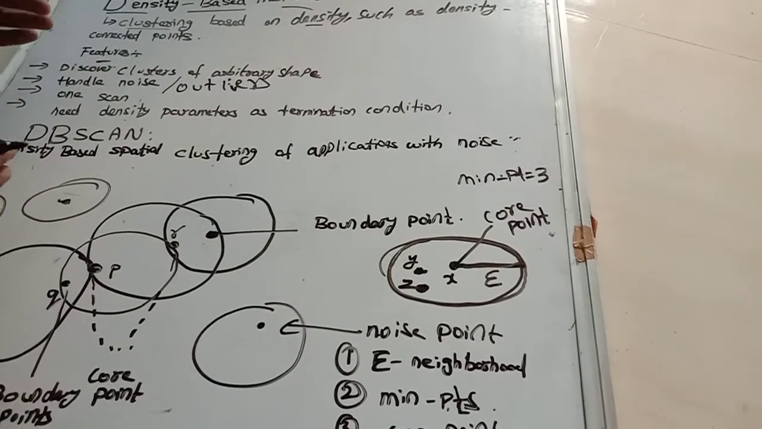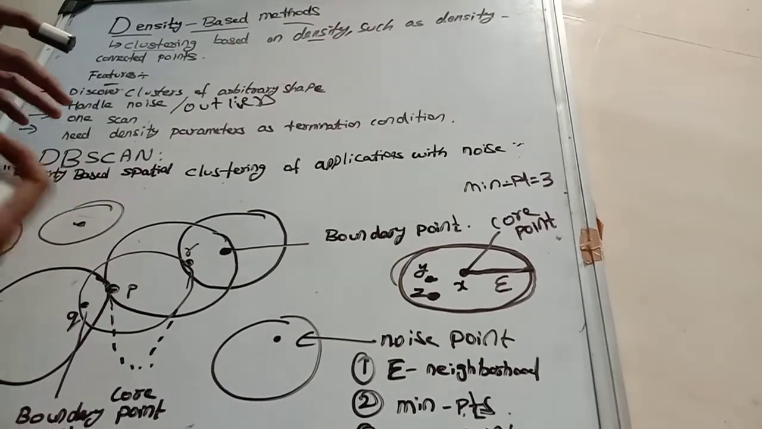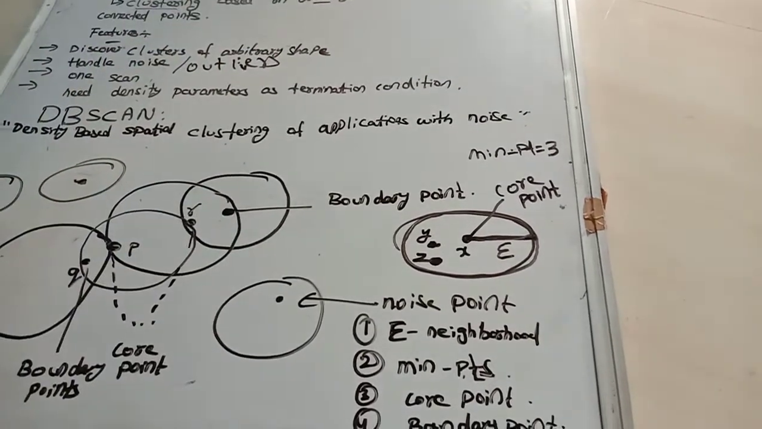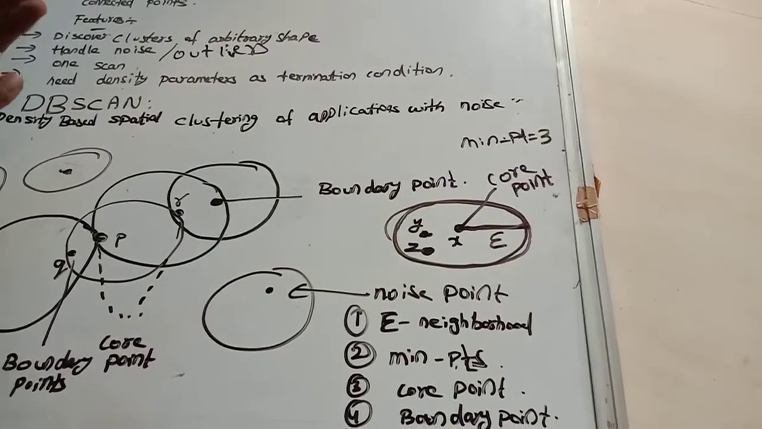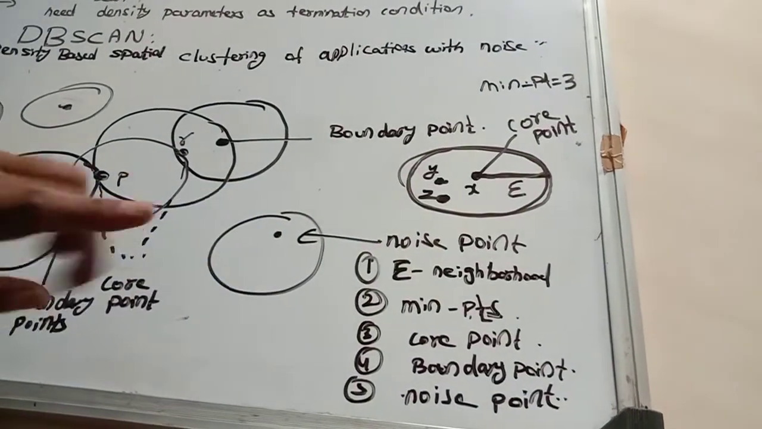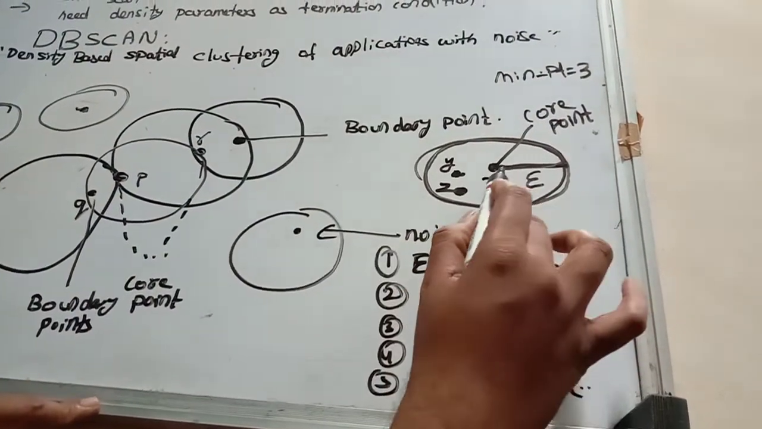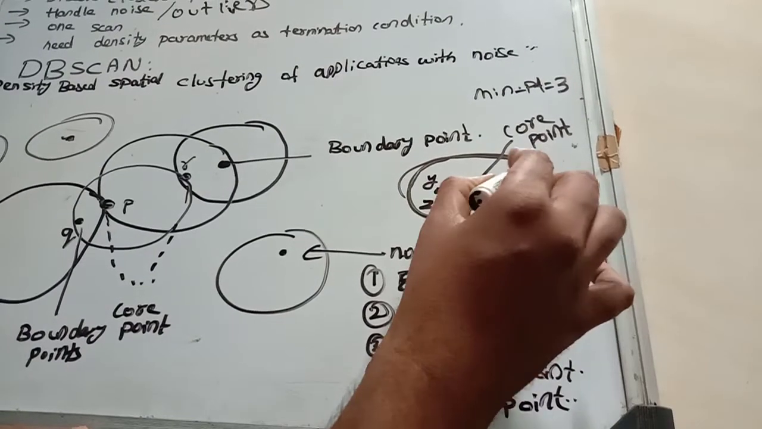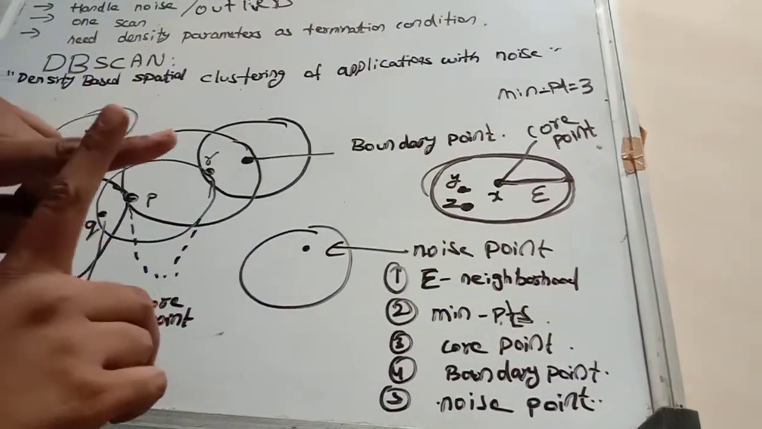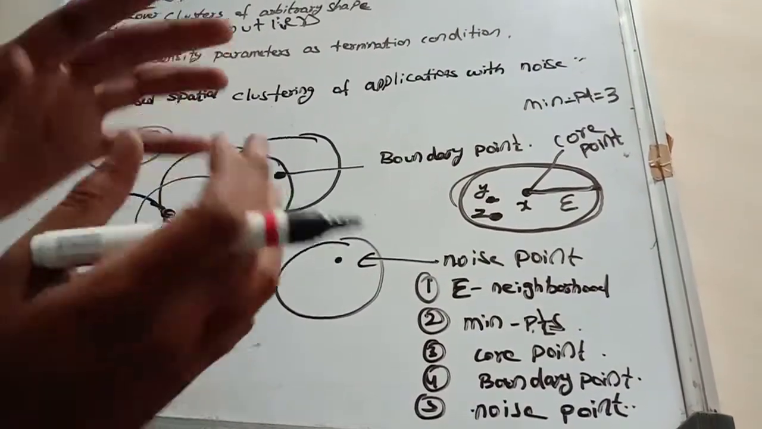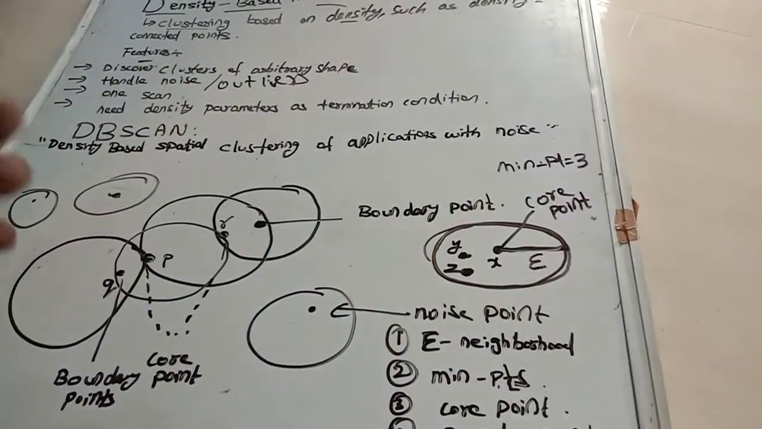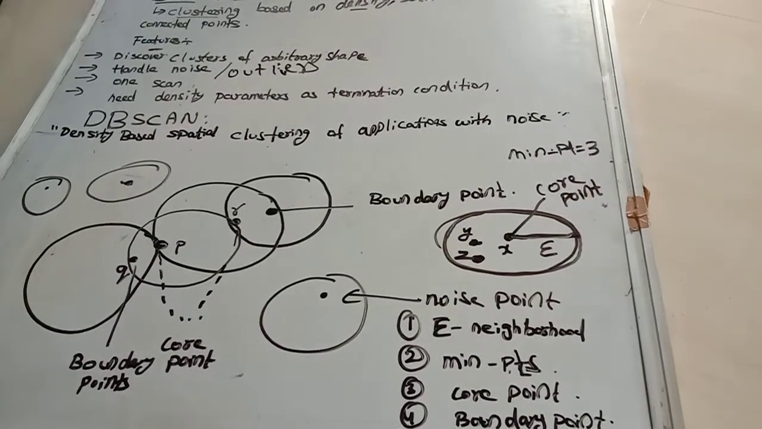This is the density based method. The famous example is DBSCAN, density based spatial clustering of applications with noise. There are 5 important terminologies in this: epsilon neighborhood, minimum points, core points, boundary points, and noise point. Epsilon is nothing but the radius of the circle. Minimum points is the number of data points which are present within the circle. Data points are different, cluster is different. A group of data points, data objects or data items can be formed as a cluster. We will try to understand how this model works.